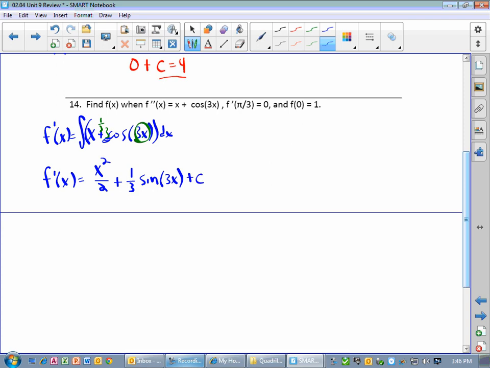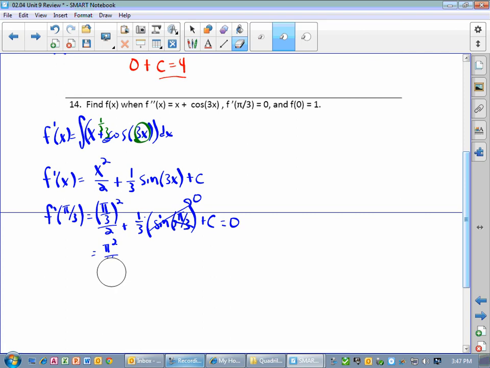We're told f prime of pi over 3 equals 0, so we want f prime of pi over 3, which would be pi over 3 squared over 2 plus 1/3 sine of 3 times pi over 3 plus c equals 0. Now 3 times pi over 3 is pi. Sine of pi is 0, and so 1/3 times 0 is 0. And so we simply have pi squared over 9 times 2. So pi squared over 18.